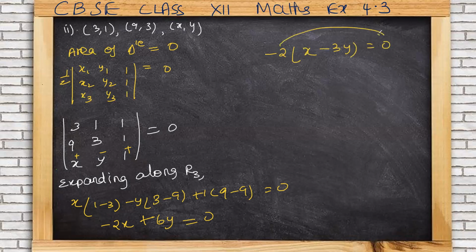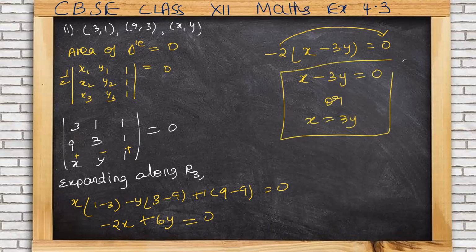Minus 2, when we take it to the other side, it will be 0 by minus 2. 0 by a number is 0. So x minus 3y equal to 0, or we can write x is equal to 3y. Anyway, the answer will be correct.